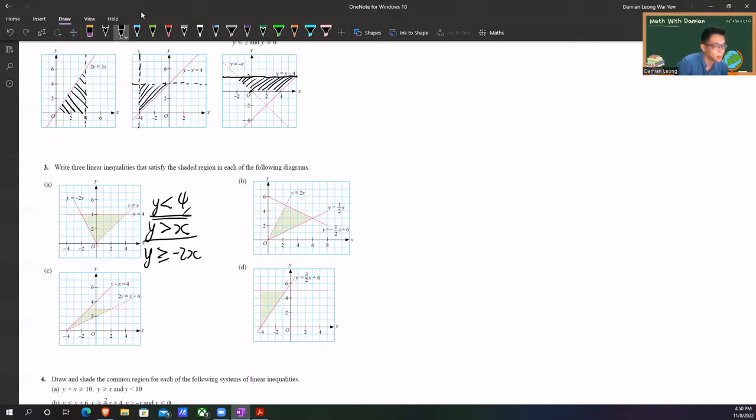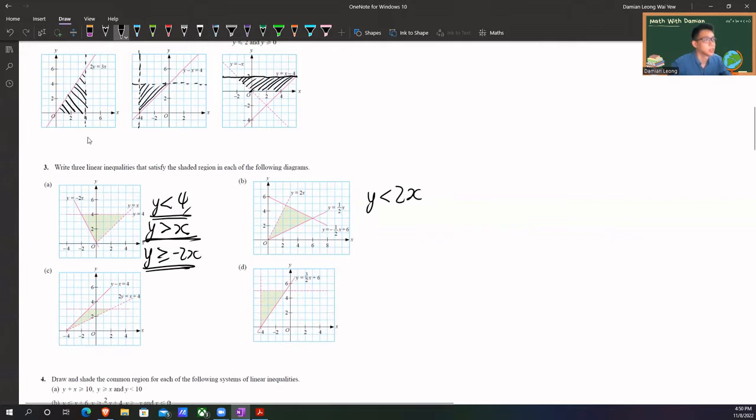These are the 3 inequalities that bound the first shaded region. Okay, the B here, same thing. Look at it one by one. Y equals 2x, below, less than. Dotted line, no equals, y less than 2x.